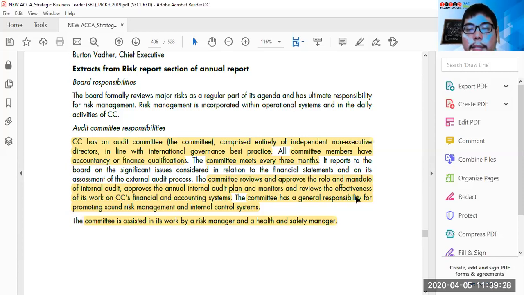The committee also has a general responsibility for promoting sound risk management and internal control systems. So the audit committee deals with the financial matters and also with risk management. Meaning that in this case, the company CC does not have a separate risk committee. So you need to talk about the advantages of having a separate risk committee.